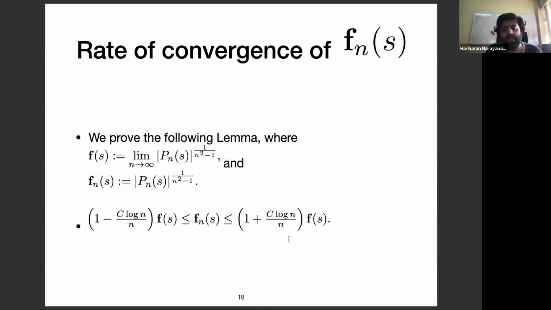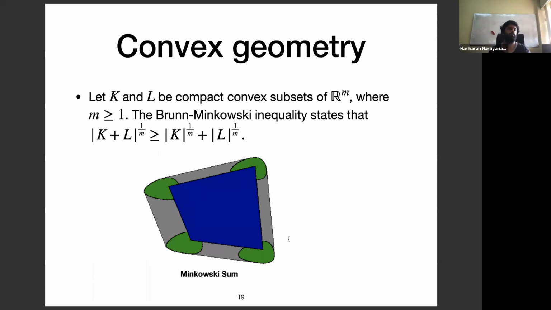Okay, and additionally we prove some rates. So we can show that Fn of S is bounded below and above by these things, and these things are tending to a fixed number f of S at a certain relatively fast rate. So now I want to talk about some of the tools used in our analysis.